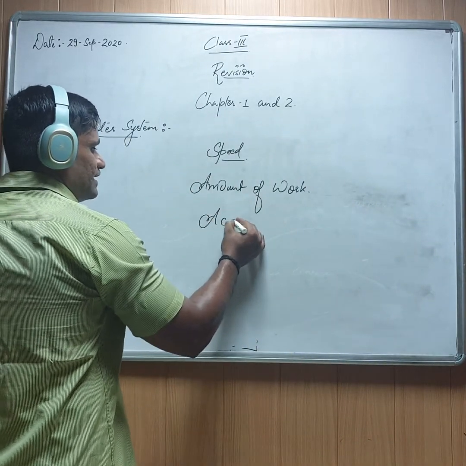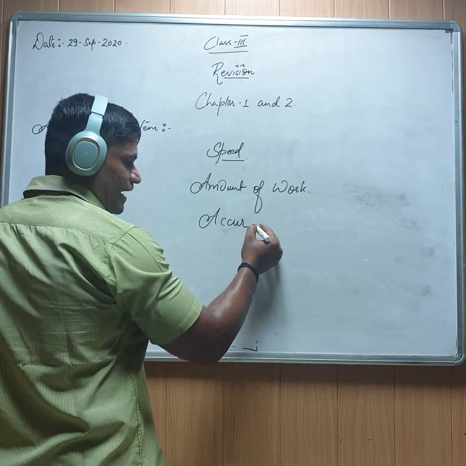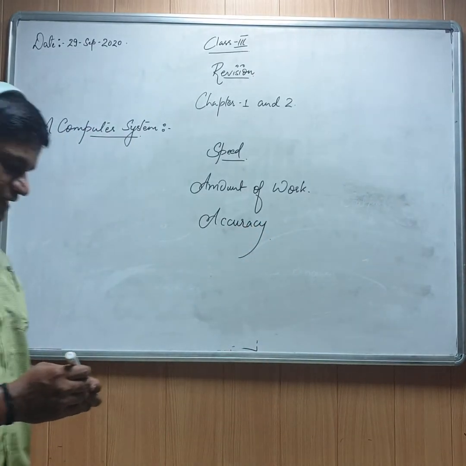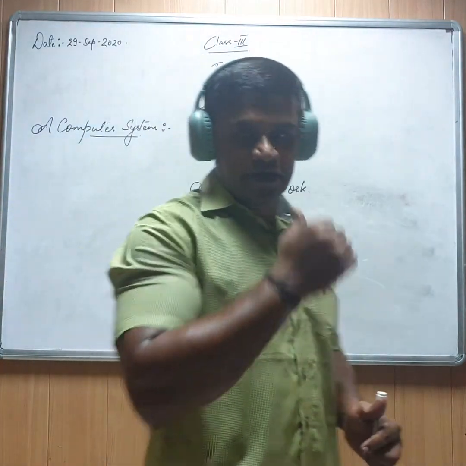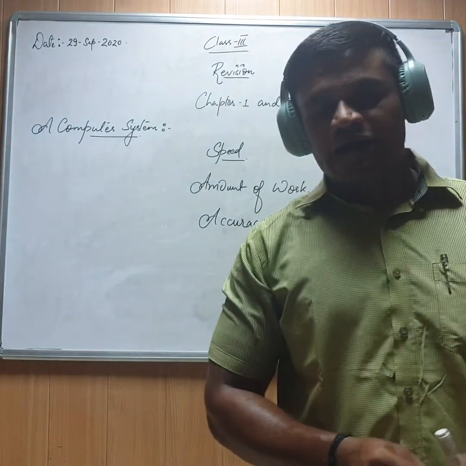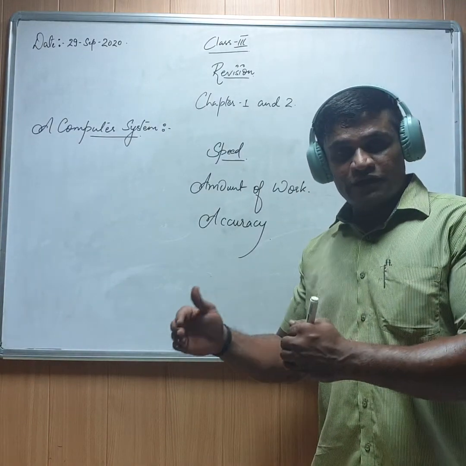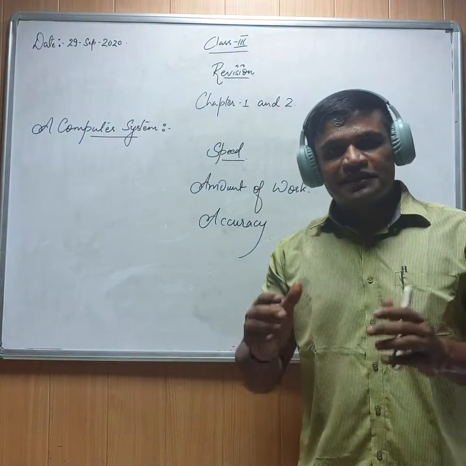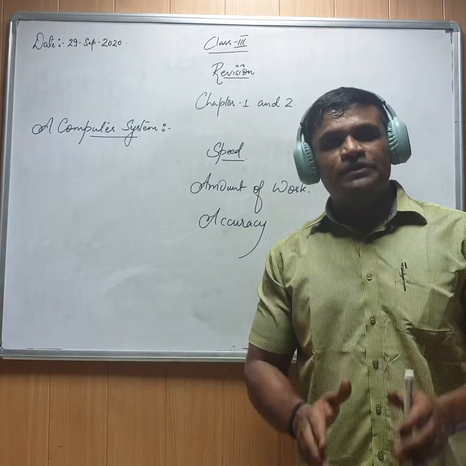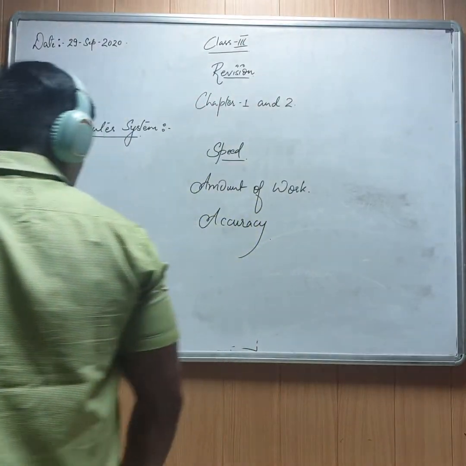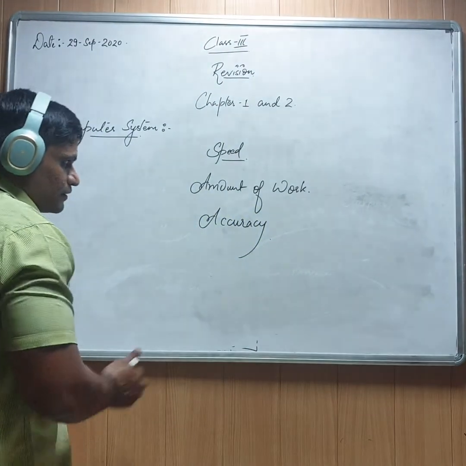Third, the result produced by the computer is accurate. That is accuracy. The answer generated by the computer is correct, is accurate. If the applied formula and the given instructions are correct, the output will always be 100% correct. That means the computer is accurate.